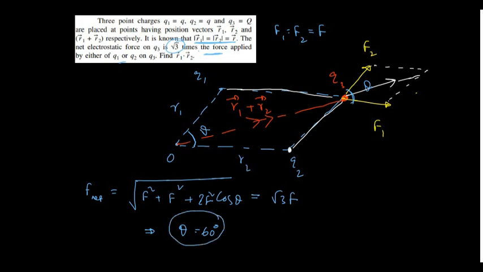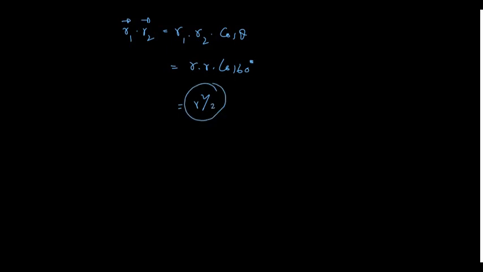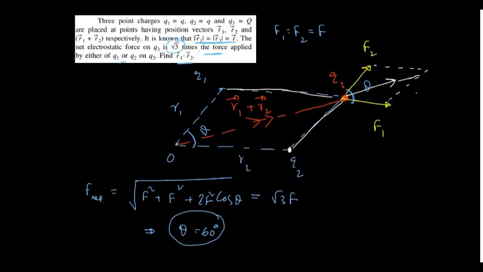Once you get theta equal to 60 degrees, they are demanding r1 dot r2. So what am I supposed to do? Simply I will put r1 dot r2 is equal to mod of r1 mod of r2 into cos theta. Theta equal to 60 degrees, r1 and r2 same, so I'll write r square into cos of 60 degrees. So my answer is going to be r square by 2. It is a very genuine, easy question, not much difficult, you can do it.